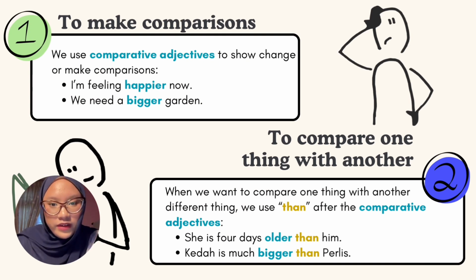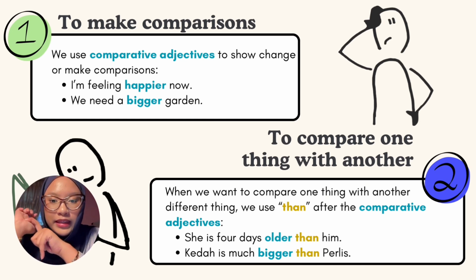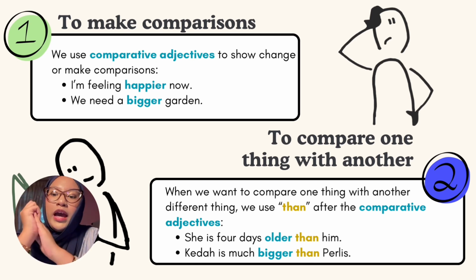So the first function is to make comparisons. We use comparative adjectives to show change or make comparisons. Let's look at the first example: I'm feeling happier now. That indicates that she or he is feeling happier now than before. The next function is to compare one thing with another. When we want to compare one thing with another different thing, we use the word than in the sentence. We put than after the comparative adjectives.